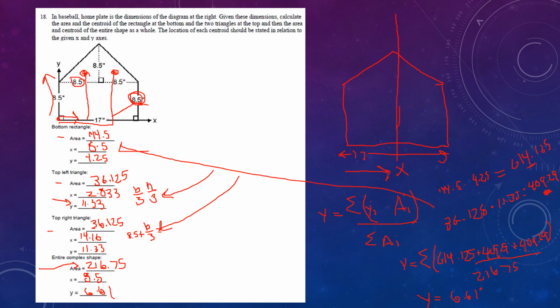So what that means is, over here, my centroid for this shape is going to be located at my x of 8.5 and on my y of 6.61. That's what this point is here, based upon an XY graph.